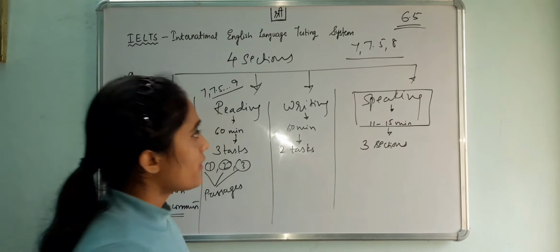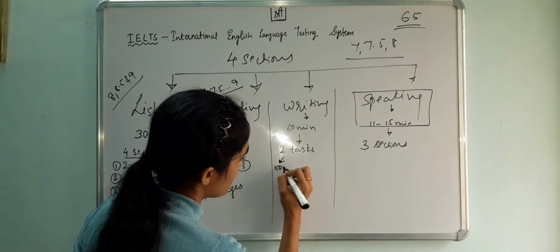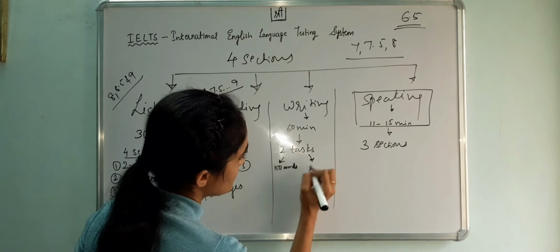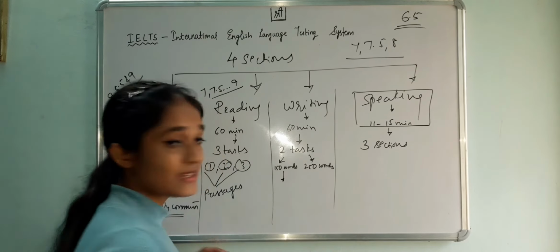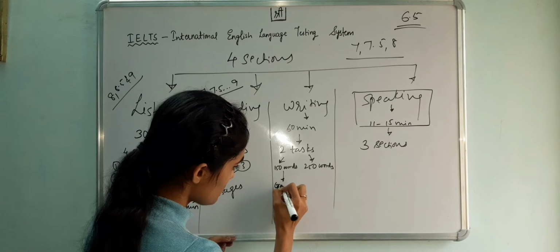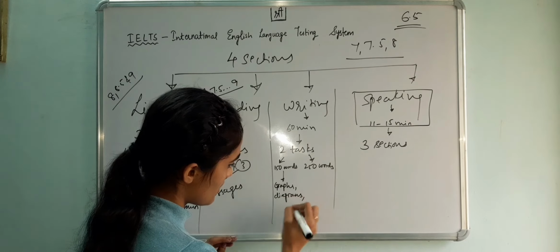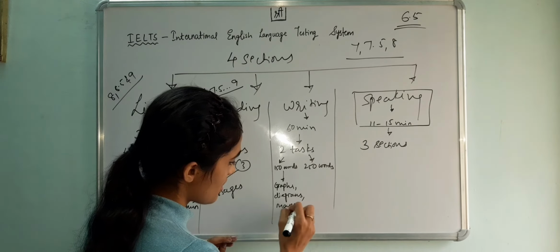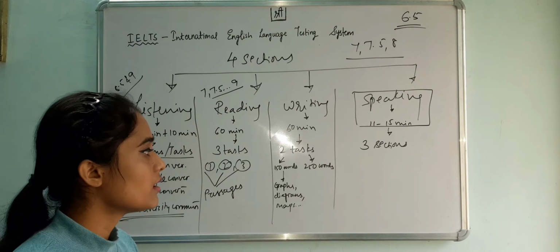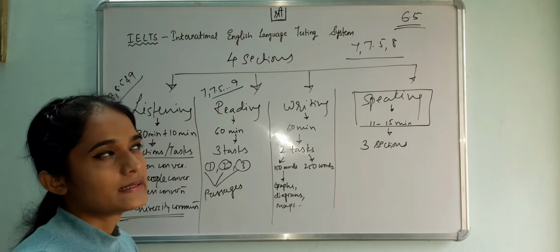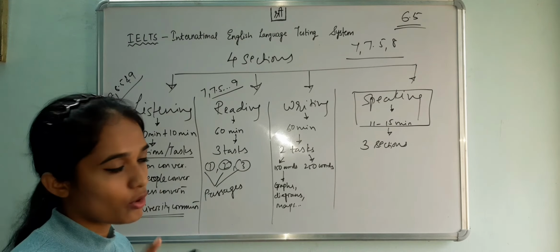Now let's begin our writing section. So we basically have 2 tasks. One is writing 150 words and the other is writing 250 words. In the 150 words we get graphs, some diagrams, some maps. Everything is based on a picture. You have to describe the picture in 150 words, and you should not repeat the words. That's the main important point.